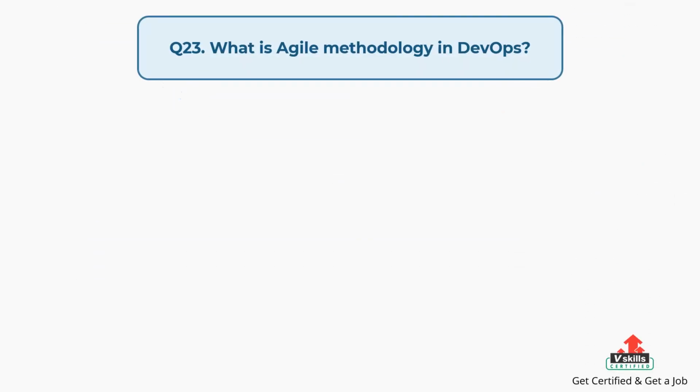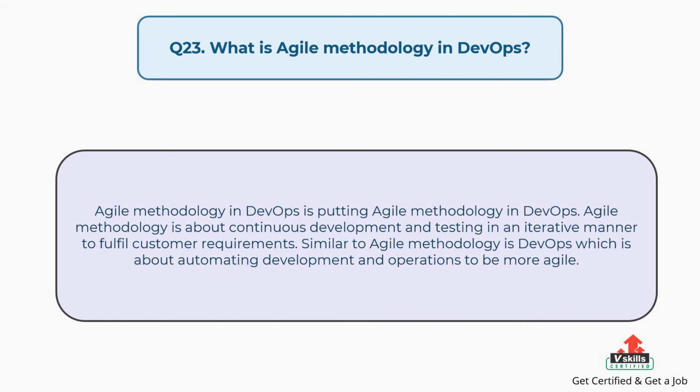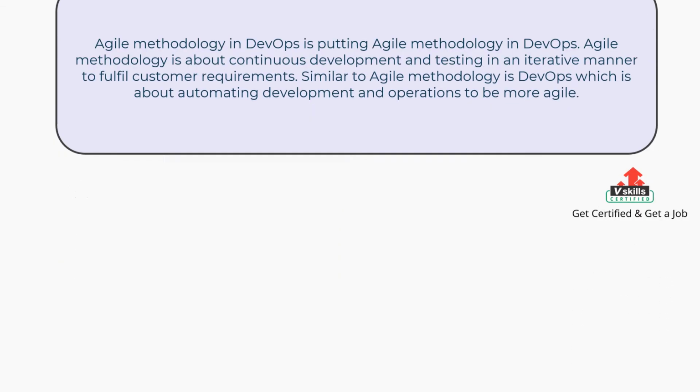Question number 23. What is Agile Methodology in DevOps? The answer is: Agile Methodology in DevOps is putting Agile Methodology in DevOps. Agile Methodology is about continuous development and testing in an iterative manner to fulfill customer requirements. Similar to Agile Methodology is DevOps, which is about automating development and operations to be more agile.